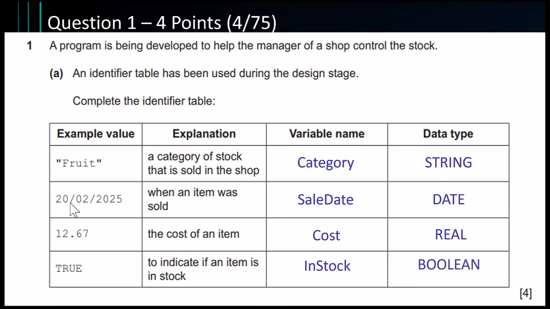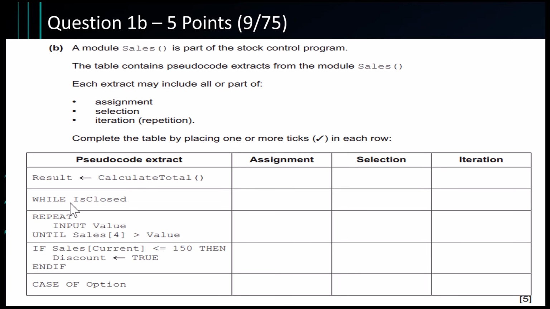Let's take a look at 1B. So here we can pick up an additional 5 points for a total of 9. It says a module sells as part of the stock control program. The table contains pseudocode extracts from the module. Each extract may include all or part of an assignment. What does this mean? This means we're assigning a value to a variable. We're looking for an arrow or we're looking for the keyword input. Because in pseudocode, when we do input value, and the user types something in, we're assigning something to that variable.